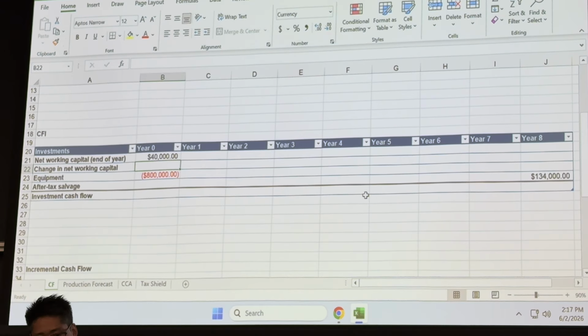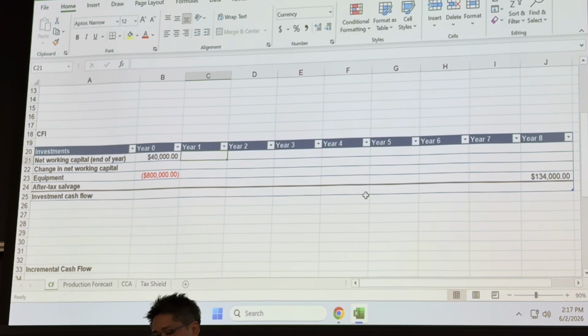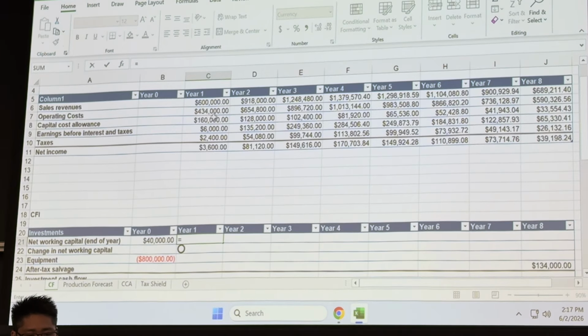However, starting from year one, the case also say that from year 1 to year 7, the net working capital equals to 15% of the projected sales. So what's the projected sales? We can use the table up top here. $600,000 times 0.15, 15% of sales.